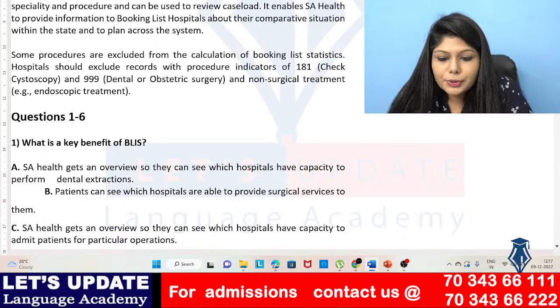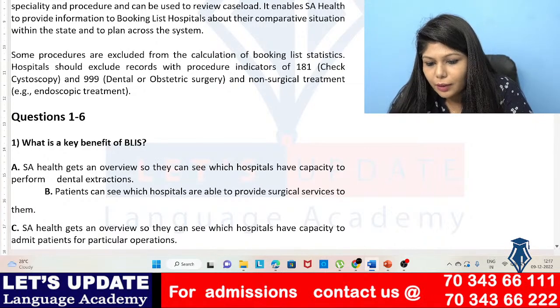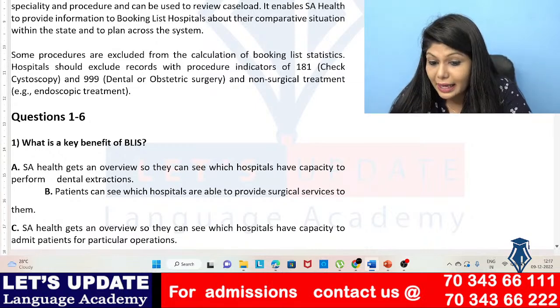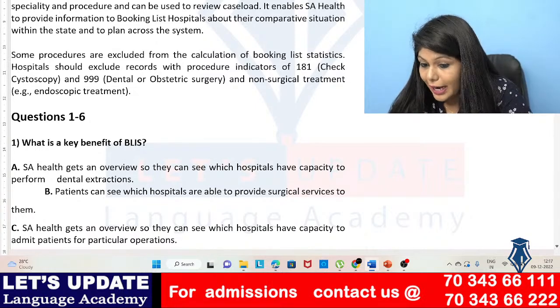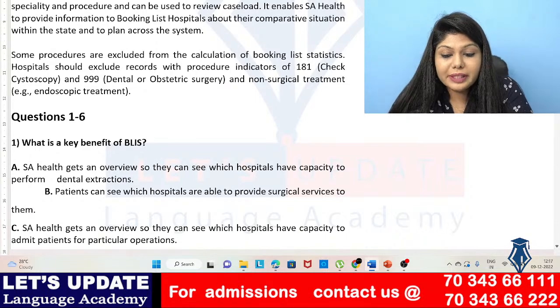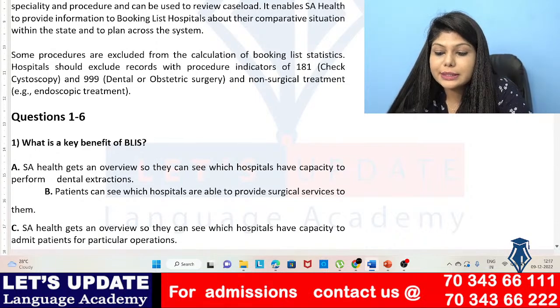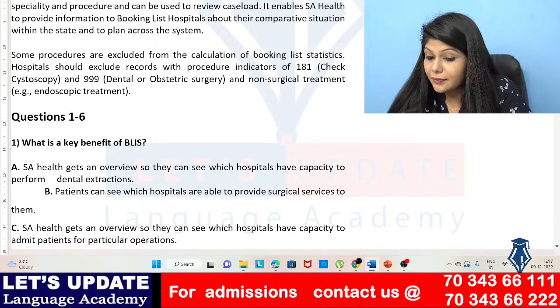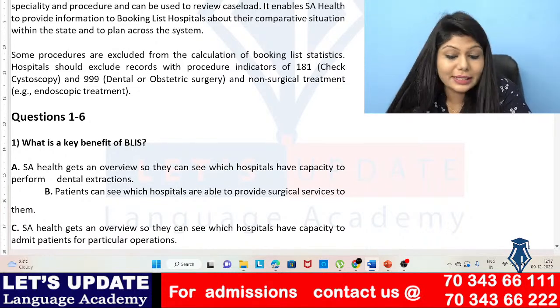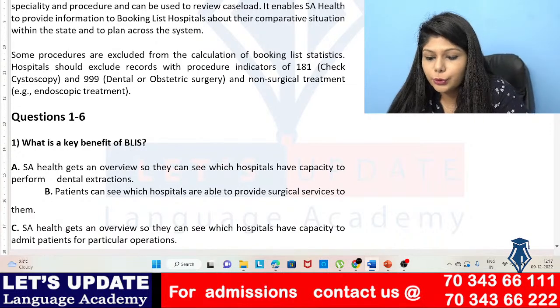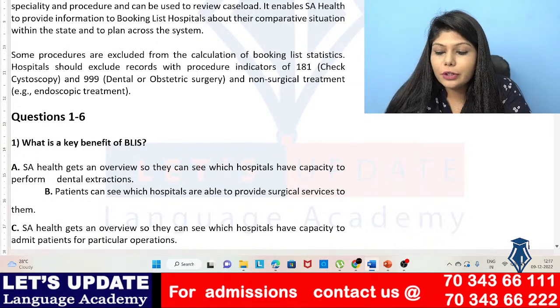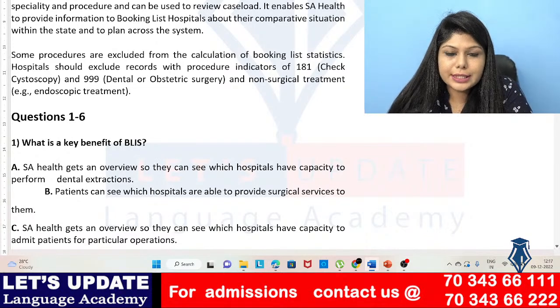Okay, go through the options A, B and C. What is option A? SA Health gets an overview so that they can see which hospitals have capacity to perform dental extractions. And what is option B? Patients can see which hospitals are able to provide surgical services to them. Okay, so that is the B option. And C, SA Health gets an overview so that they can see which hospitals have capacity to admit patients for particular operations.